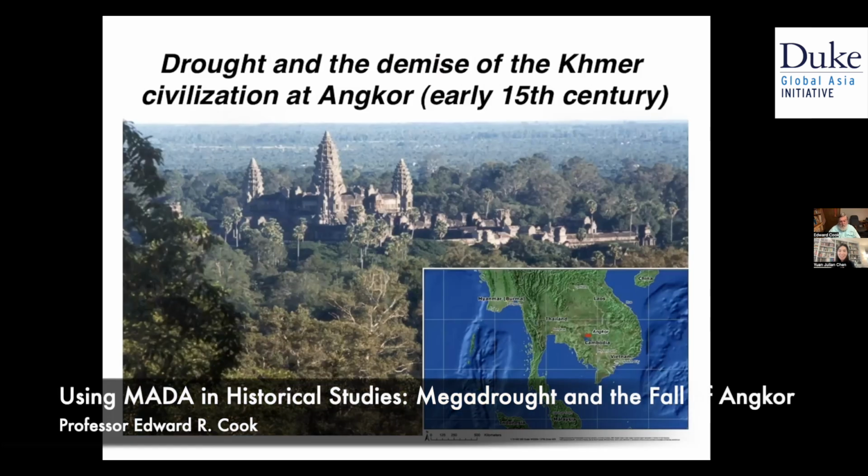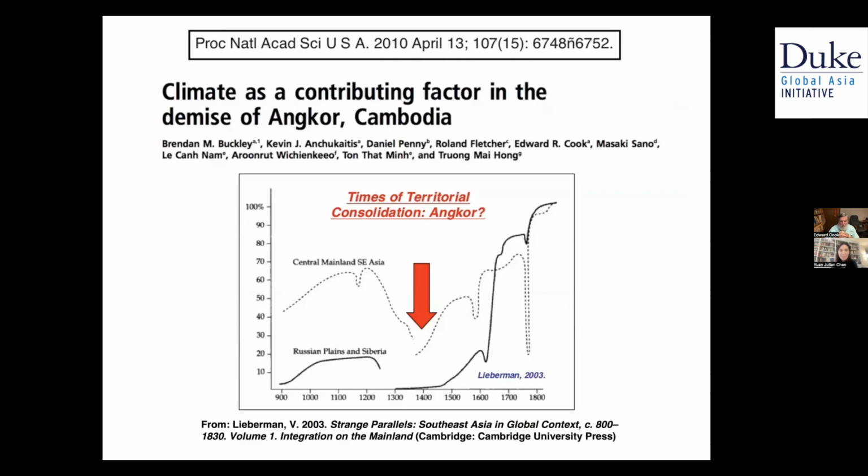So now I'm going to go on to one of the more famous bits of work done primarily by Brendan Buckley, my colleague here, on drought and the demise of the Khmer civilization at Angkor in the early 15th century. Here's Angkor Wat, a large temple complex, and this is where Angkor is located in Cambodia, near Siem Reap. This is from a paper that Brendan published with archaeology colleagues. Well, Roland Fletcher, for example, very famous. He's done years of research at Angkor.